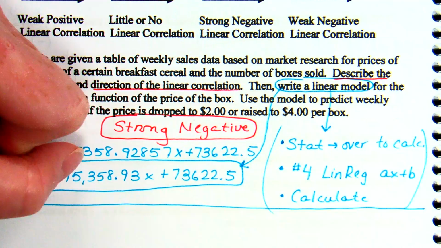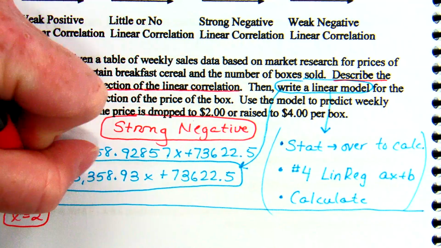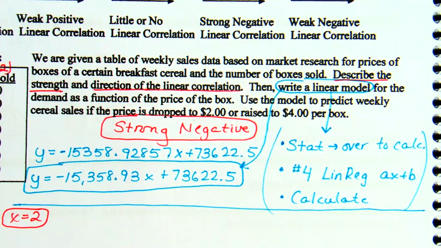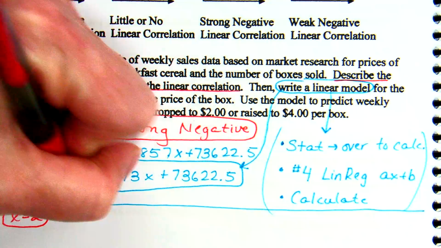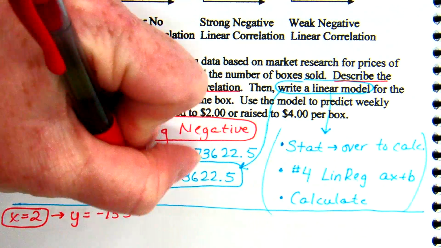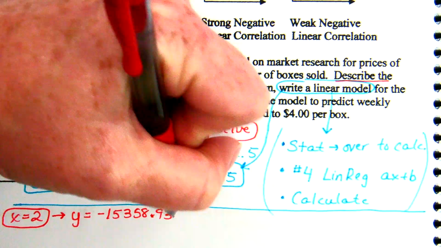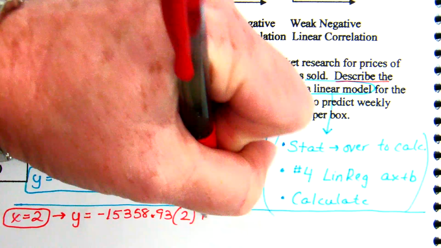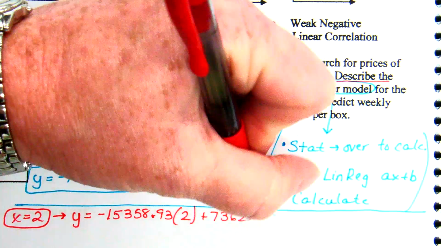So one option, I'll show you another option here too because I think it's neat, is to just do basic algebra. Take the value and substitute it, yes? So if it's X equals 2, then I'm going to do y equals negative 15,358.93 times 2 plus 73,622.5.